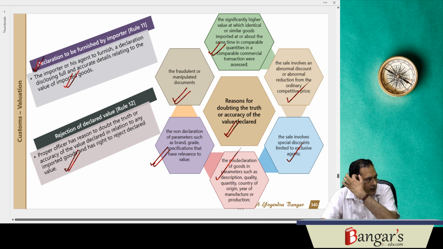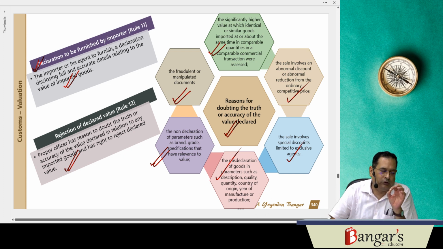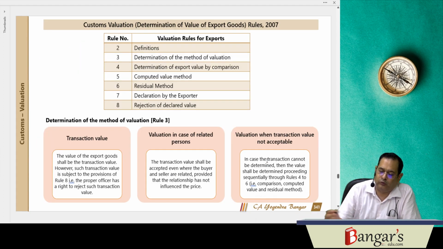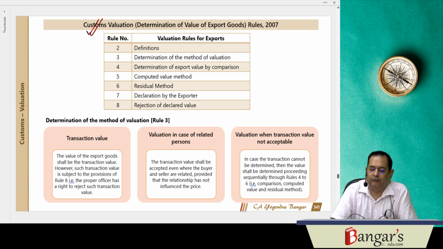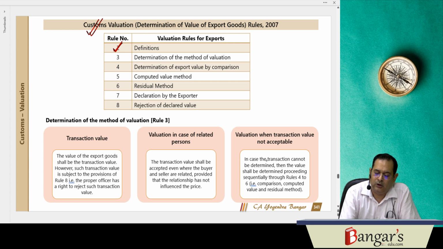So basically these are the reasons for doubting the truth or accuracy of value, and if we clear their doubts, then our value will be accepted, otherwise they have a right to reject the declared value. So this was about the importation rules. Now for export also they have made the Customs Valuation (Determination of Value of Export Goods) Rules, 2007. So basically Rule 2 is definitions, Rule 3 is determination of method of valuation.